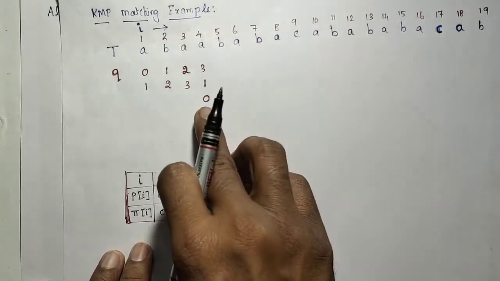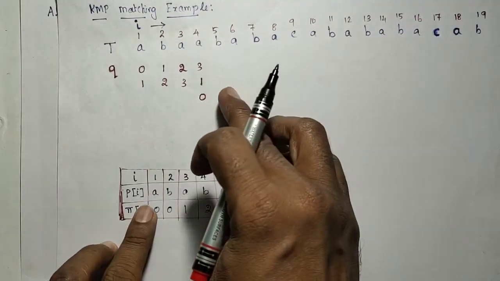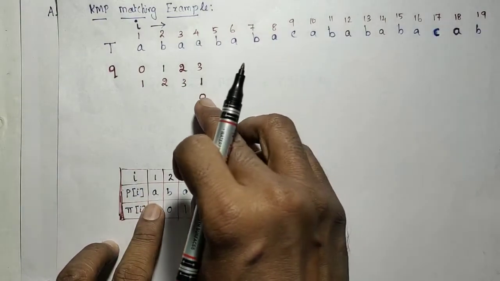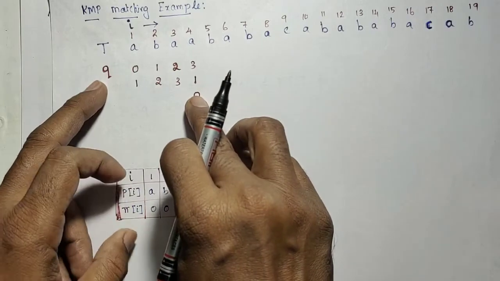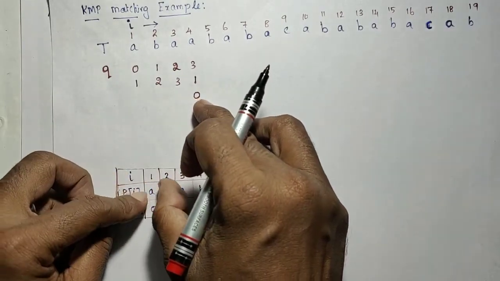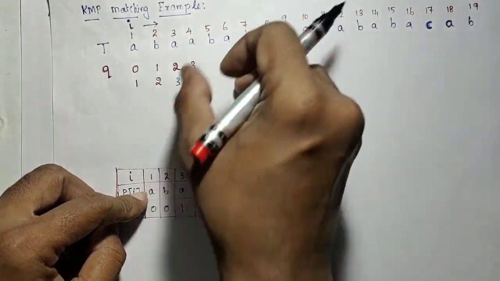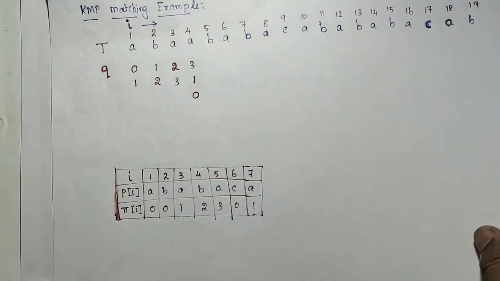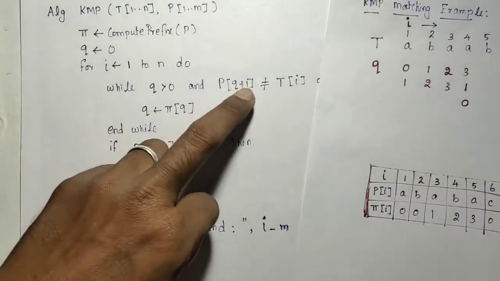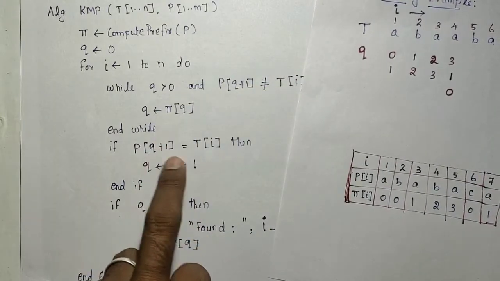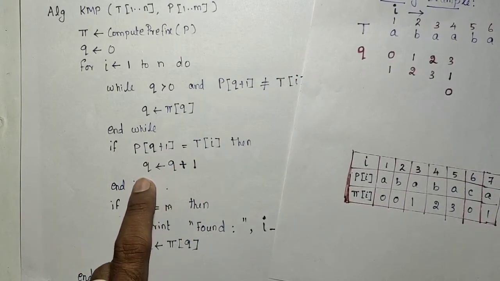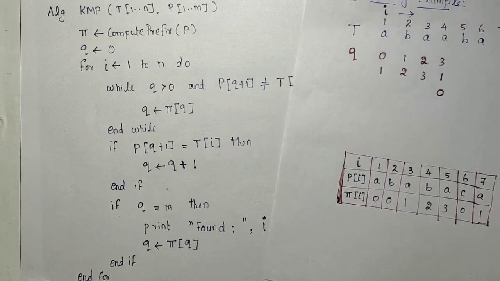The next, since it is a while loop, we are going to check Q plus 1. Q plus 1 is the first character. The first character is A. A matches with this A. Matches with A means what will happen? This condition is false, but this condition is true. Here Q will get incremented by 1.